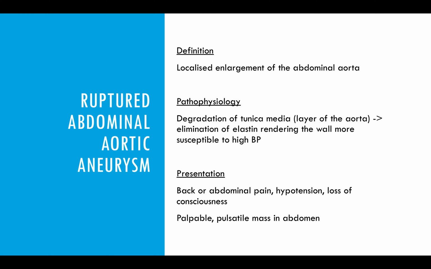So with our ruptured abdominal aortic aneurysm, obviously an AAA is a localized enlargement of the abdominal aorta. Now, lots of people have them, lots of people don't know they have them, but some people will know they have one that's 4 centimeters and it's being monitored. But essentially what happens is you get a degradation of the tunica media, which is one of the layers in the aorta, and due to that, you get elimination of the elastin, which renders the wall more susceptible to high blood pressures.